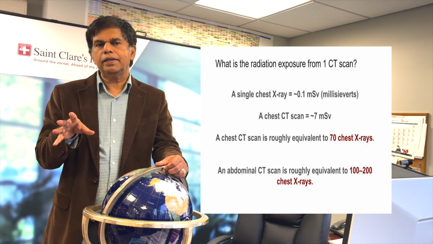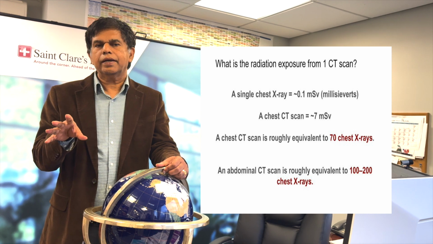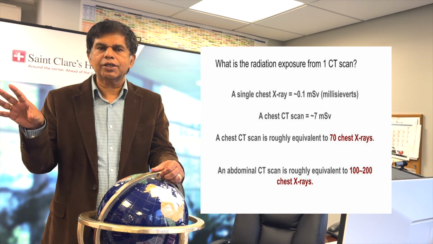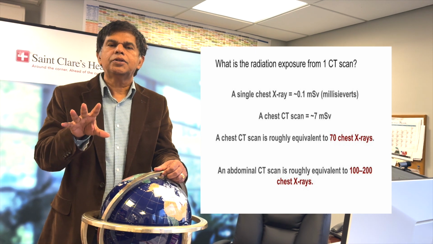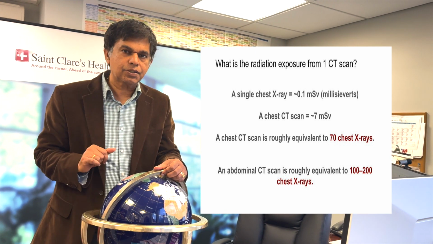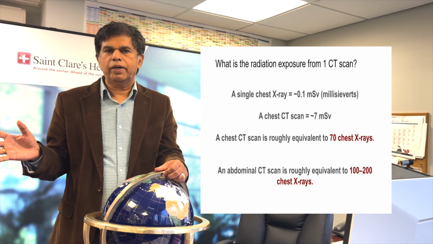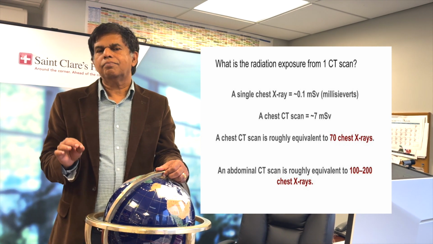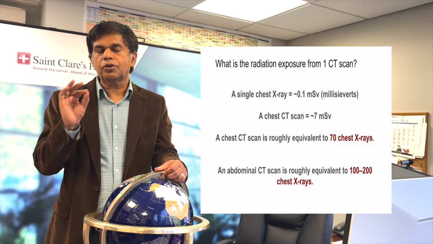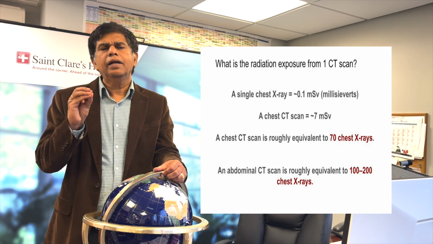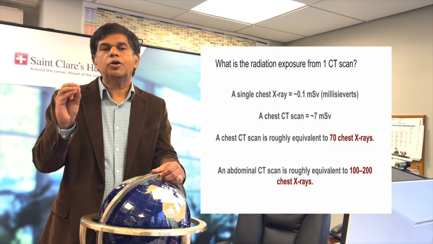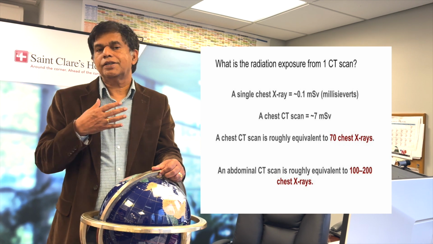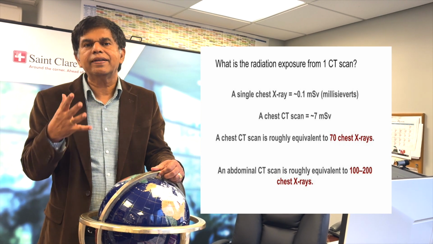When we look at radiation, we compare it to a chest x-ray. How many chest x-rays is equivalent to one CT scan? That's the normal way we measure it, okay? A chest x-ray is just a little bit of radiation. But you should ask, doctor, can you tell me the radiation equivalent to how many chest x-rays it is? A CT scan of the chest is equivalent to 70 chest x-rays.